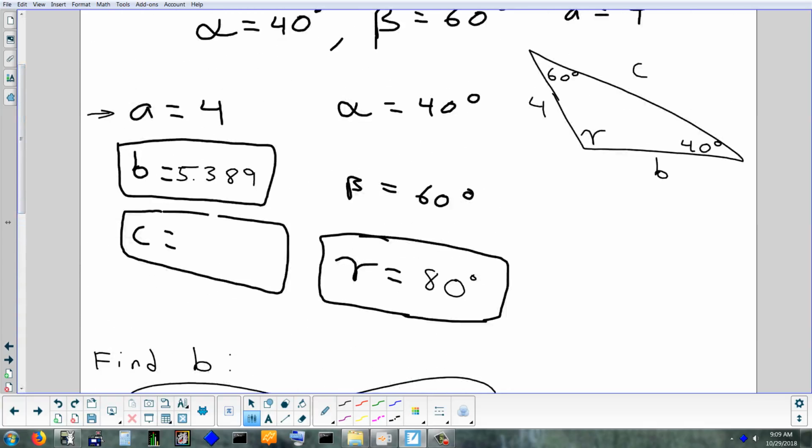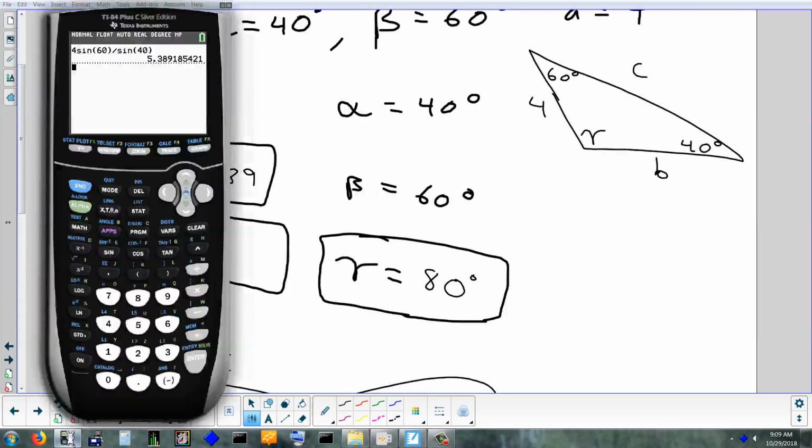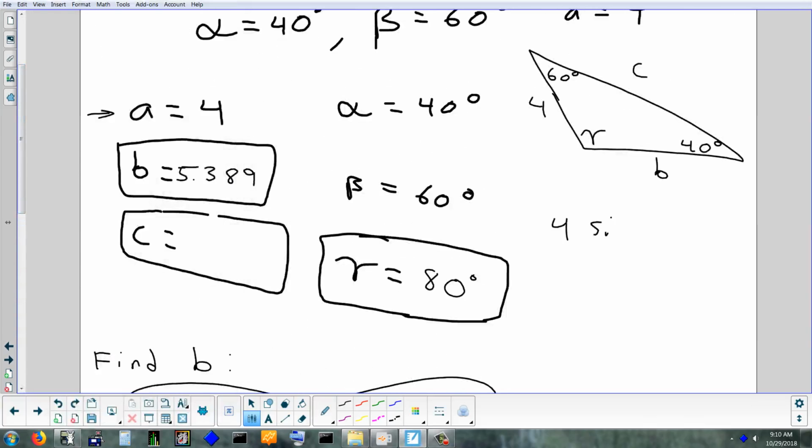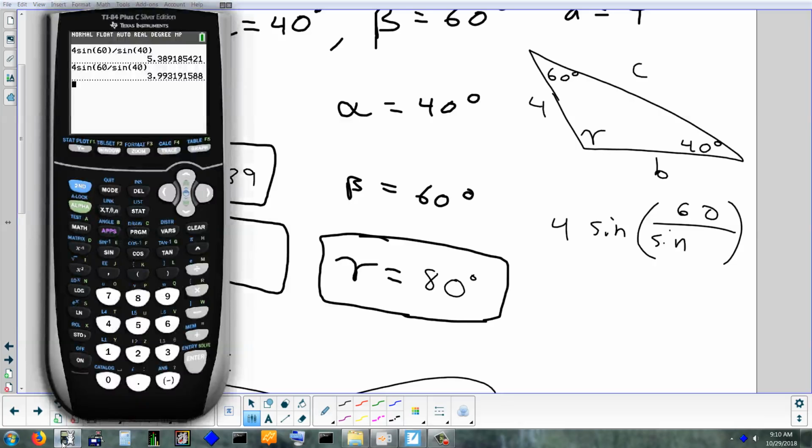Before I go any further, I just want to show you a few ways you can mess up typing that in. One thing you could do is forget a parenthesis there. If you forget that parenthesis, you're going to get a different answer that's totally wrong. What you're seeing right there is actually doing this: 4 sine 60 over sine 40.